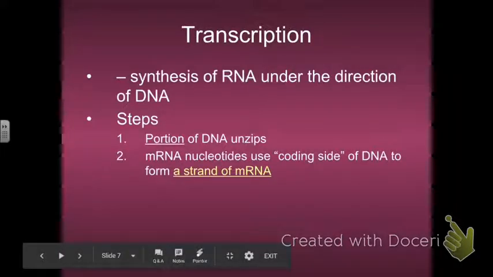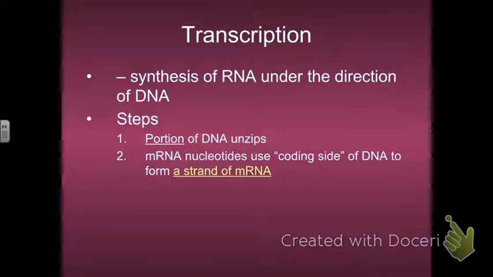Then, once you have exposed bases, messenger RNA nucleotides are going to use one of the 2 sides of the DNA molecule, called the coding side or the template side. That side is going to be read, and you're going to produce a strand of messenger RNA that is complementary to that. I have this strand of messenger RNA written in yellow because that is our product of transcription.